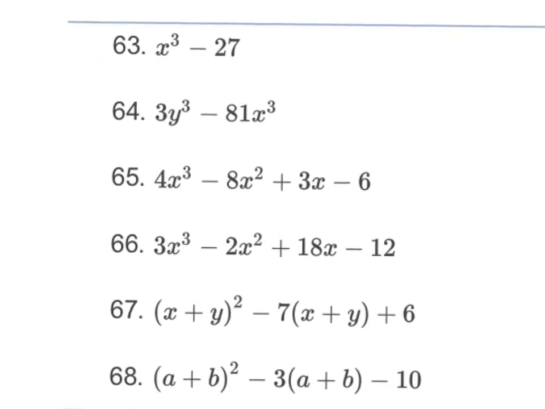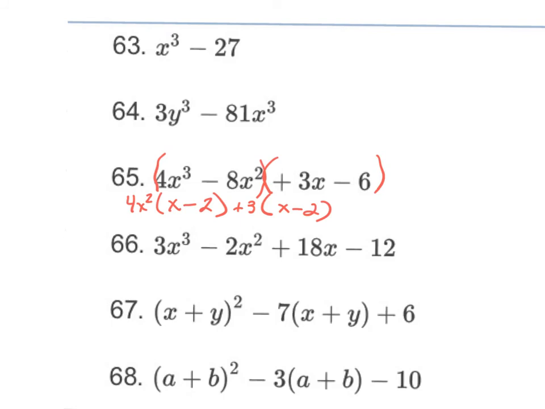All right, 65. Is there a GCF? No. Is this a trinomial? No. Is this a binomial, difference of perfect squares? No. We are going to factor this one by grouping because I have 4 terms. So I'm going to take the first 2 and the second 2. What can I take out of 4x cubed minus 8x squared? Well, I could take a 4x squared, and I would be left with x minus 2. Now in the second parenthesis, I can take out a 3. Positive 3 is what I'm taking out, and I'm left with x minus 2.